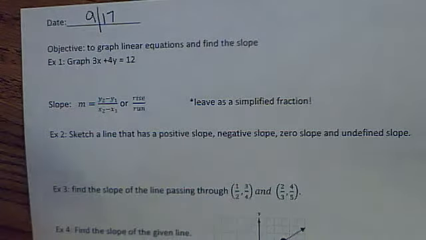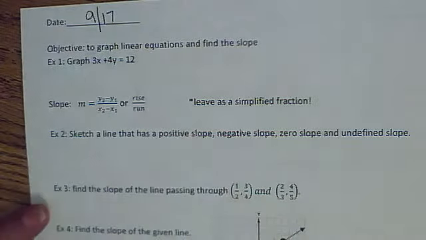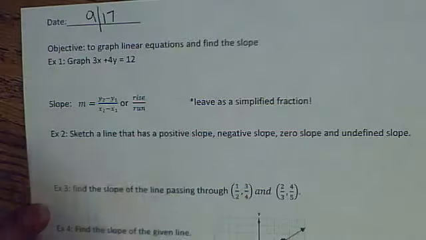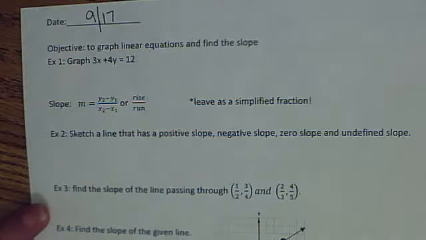Okay, today's objective is to graph linear equations and find the slope. So we're going to start by graphing. First of all, linear means that it's straight lines. So to graph 3x plus 4y equals 12, we have to solve for y.